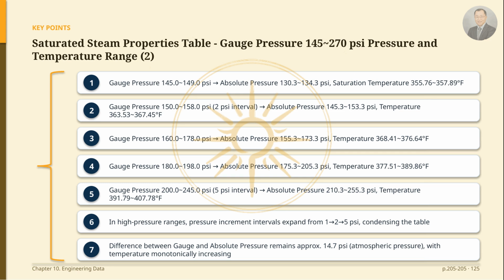Then, the range from 150 to 158 psi has a wider interval of 2 psi, with absolute pressures from 145.3 to 153.3 psi and temperatures from 363.53 to 367.45 degrees. The range from 160 to 178 psi continues with absolute pressures from 155.3 to 173.3 psi and temperatures from 368.41 to 376.64 degrees.